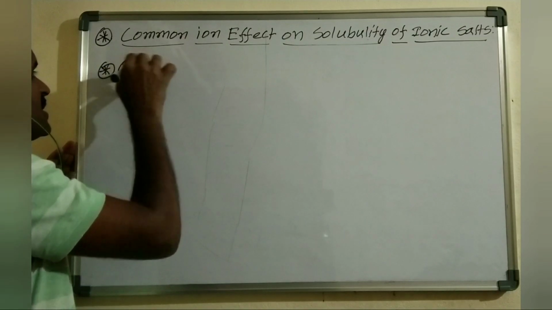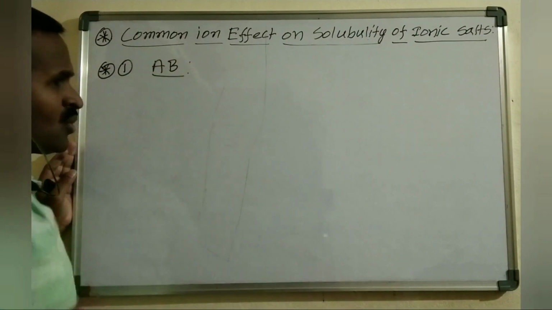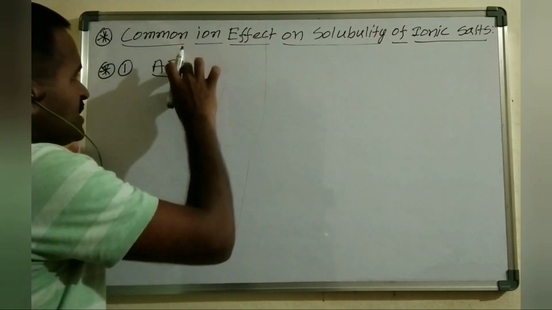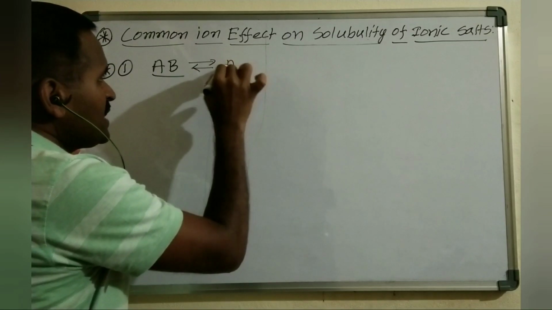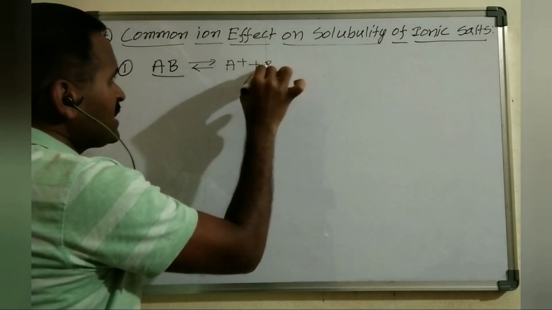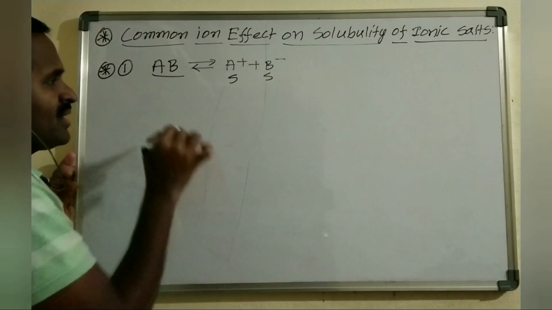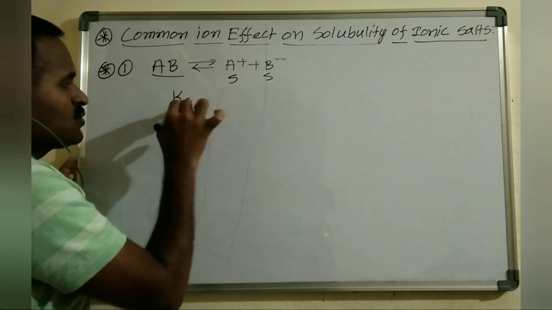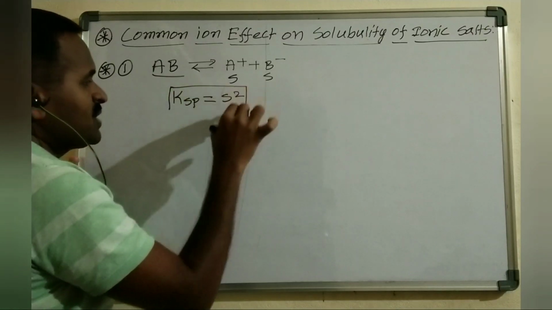The first case is an AB type of electrolyte. It may be monovalent, bivalent, or trivalent. Suppose this AB type of electrolyte dissociates into A plus and B minus. As we all know, its solubility is S, and Ksp is equal to S square. So this is the solubility product.